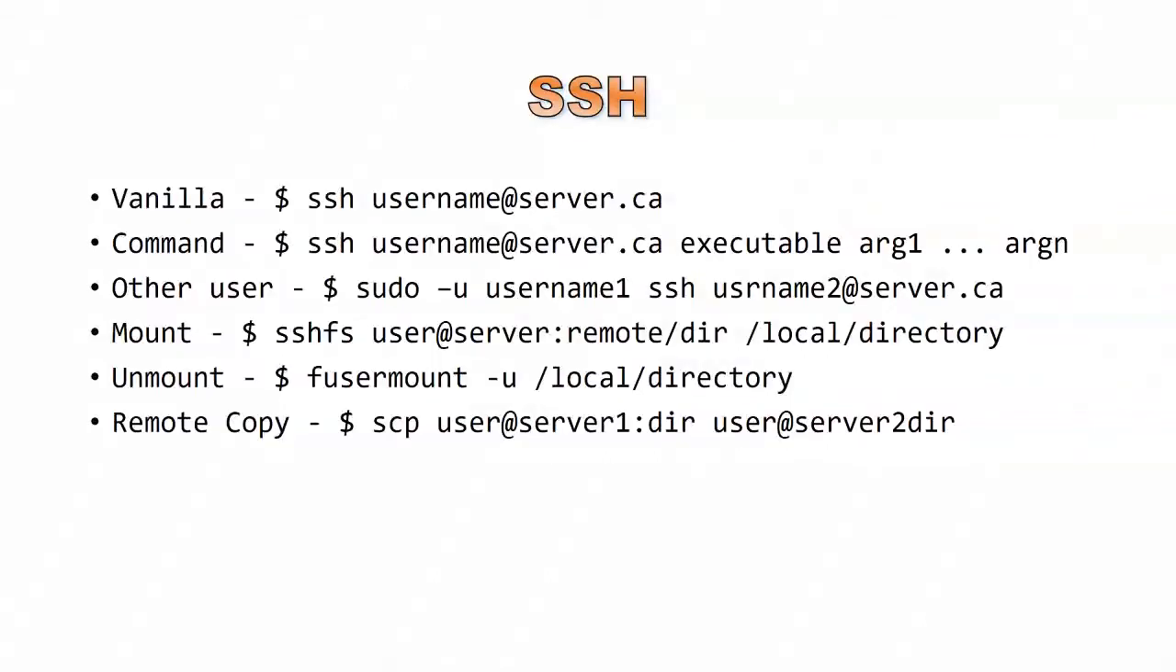Moving on from that are the SSH rules, or the SSH command line. Now, the vanilla SSH command line is just ssh with your username at your server, and most people are familiar with that. To send a command to the server and bypass logging in, you'll ssh the same, your username at the server, and then you'll put your command in, and then the arguments for your command after that. That'll just send the command to the server.